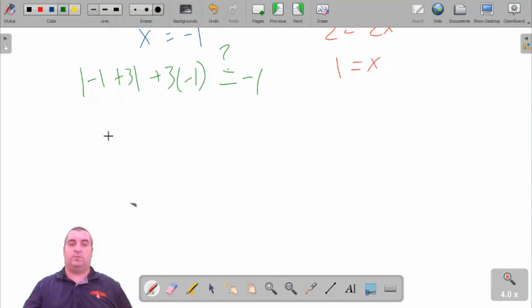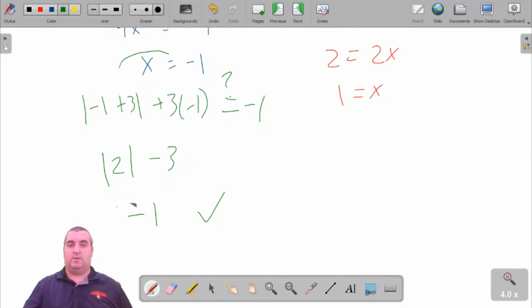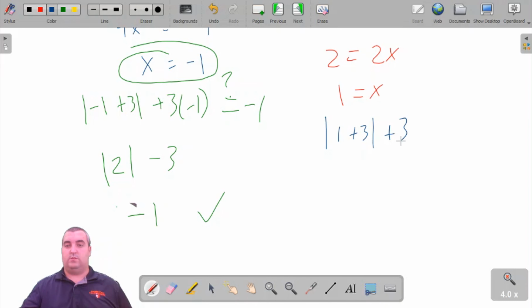Well, -1 plus 3 is 2, absolute value. That's 2, and 3 times -1 is -3, so 2 minus 3 is -1. This one works. So -1 is a good solution. Now let's do the same thing with 1. So that was the other solution we got. So let's substitute it in. So absolute value of 1 plus 3, plus 3 times 1. And we are, once again, checking, does it equal -1?